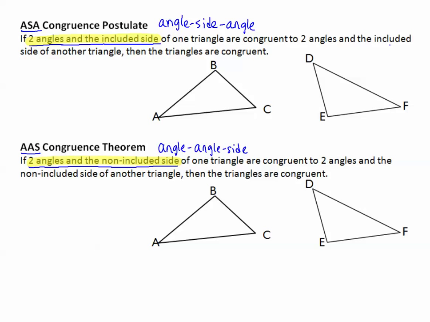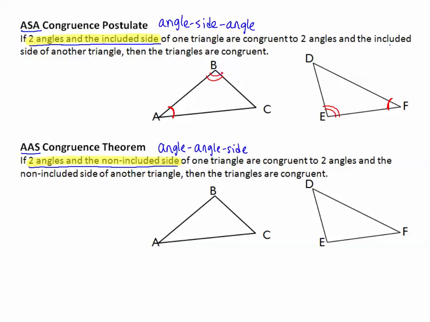Well, both of them have two angles. So let's start with the angles. I'm going to mark angle A congruent to angle F and angle B congruent to angle E. Notice that I'm using different types of angle marks. So I've got two angles.